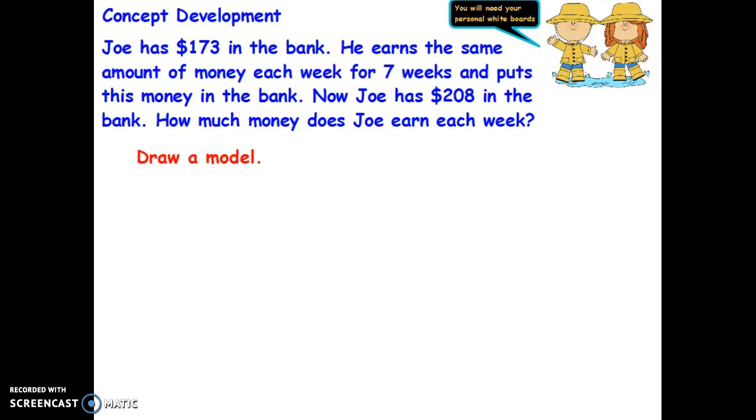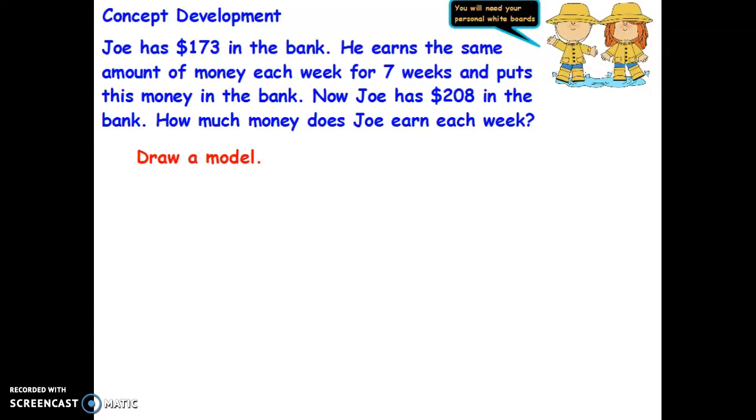Joe has $173 in the bank. He earns the same amount of money each week for 7 weeks and puts this money in the bank. Now, Joe has $208 in the bank. How much money does Joe earn?